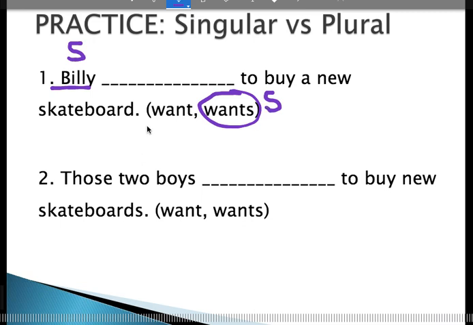So number 2: those two boys blank to buy new skateboards. Who or what wants? Those boys. And there are 2 of them, so that means this is plural. So we need the plural verb. The plural verb does not have an S, so we want. Those 2 boys want to buy new skateboards. Again, you would hear it out loud. If you said those 2 boys wants to buy new skateboards, you would hear that's incorrect. So a singular verb has an S, a plural verb does not have an S.